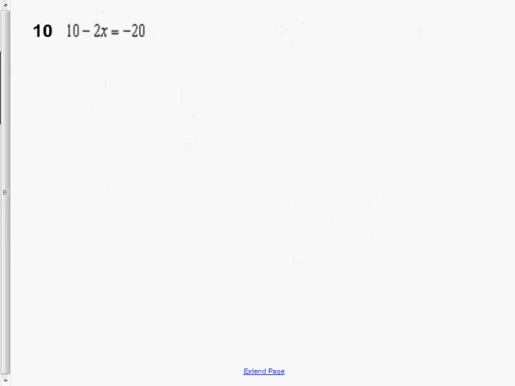Question 10, we have 10 minus 2x equals negative 20. So my constant is a positive 10, and again, I would see that best if I was to draw it, and I'm not going to because I'm too lazy. But we would see that as being a positive 10. So I'm going to subtract 10 from both sides.